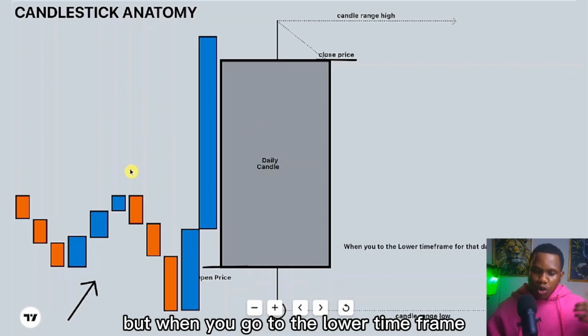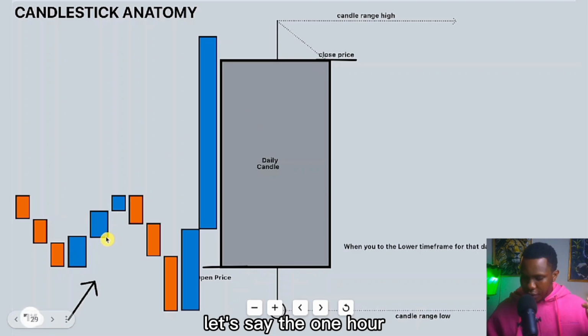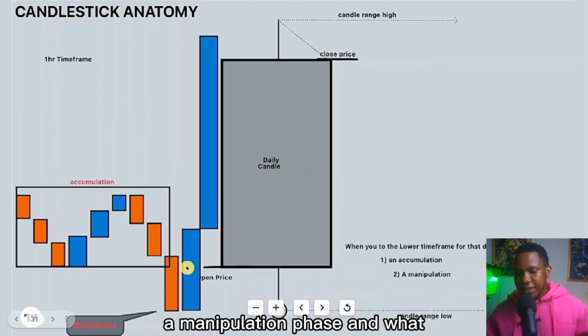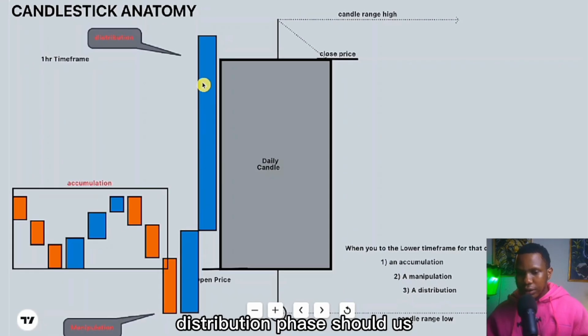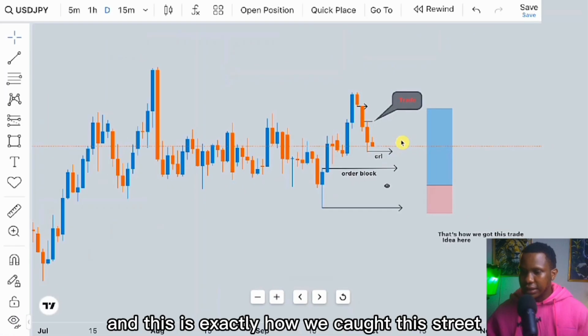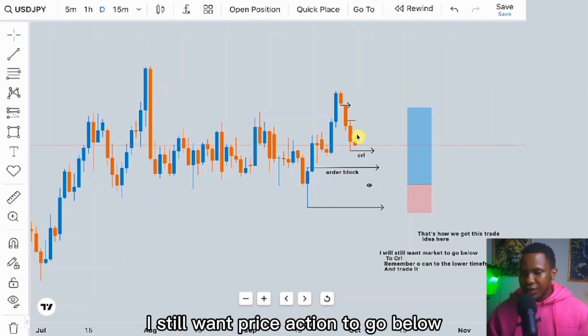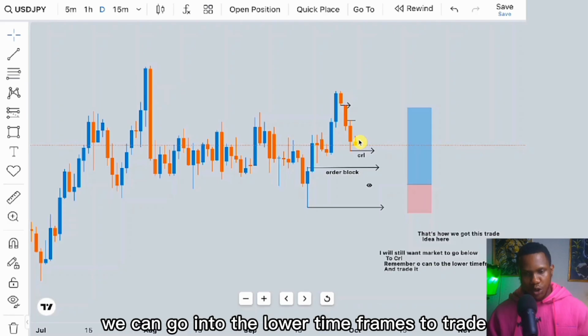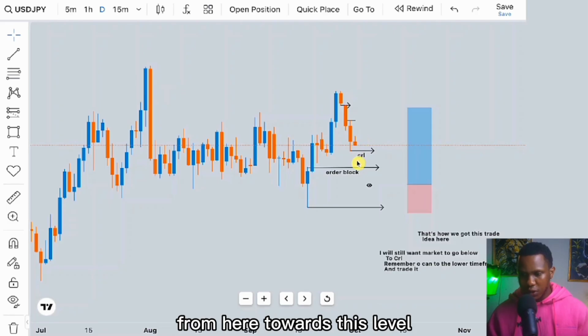But when you go to the lower time frame, let's say the 1 hour, this is what you see: an accumulation, a manipulation phase, and a distribution phase, traders. And this is exactly how we got this trade right here. I still want price action to go below this candle range low. Actually, we can go into the lower time frames to trade from here towards this level.